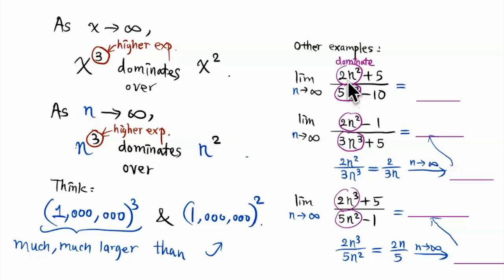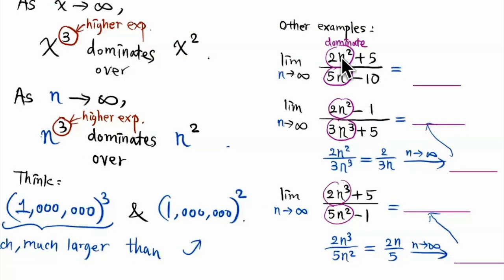Okay, so look at the dominating trend. Basically, it's the one that has the highest power on that variable when that variable goes to infinity. So looking over here, these two are the dominating trends, right? Can you tell me what this limit will be? 2 over 5. Yes, good. Okay, so that will be 2 over 5. Okay, and looking at this.